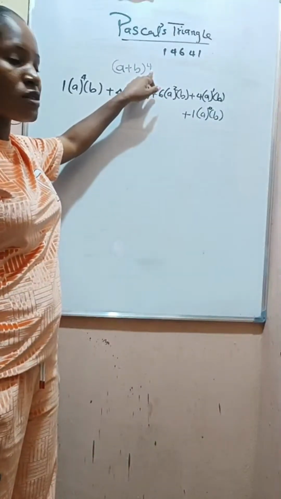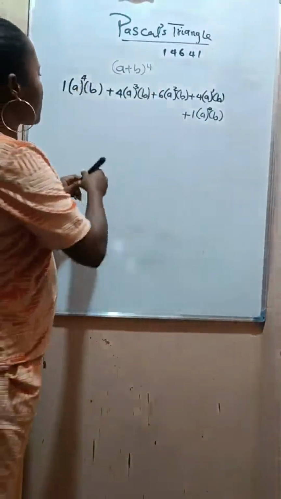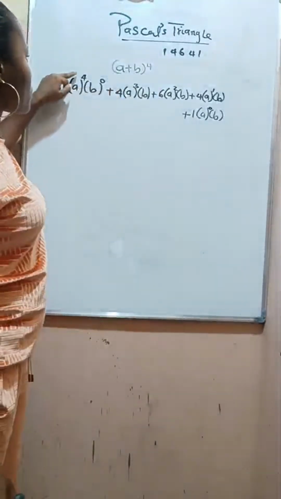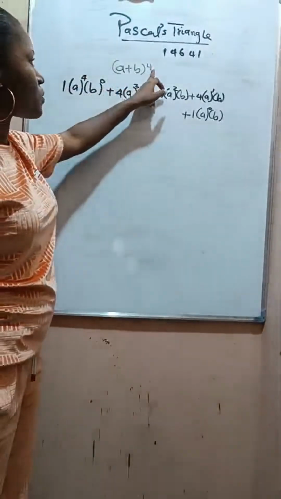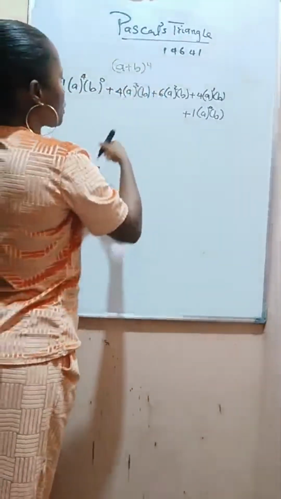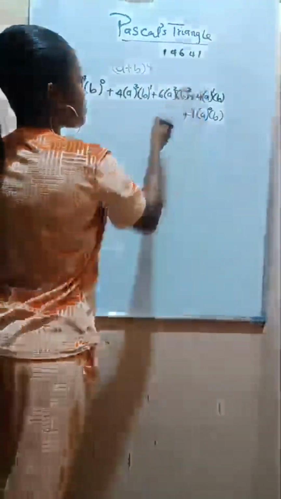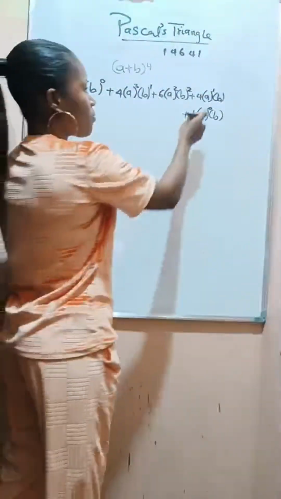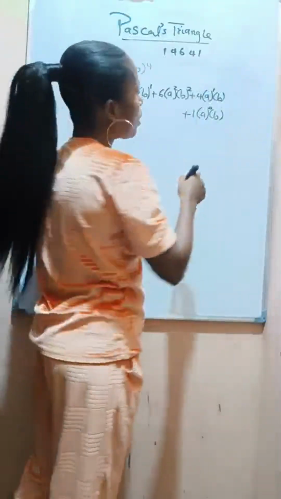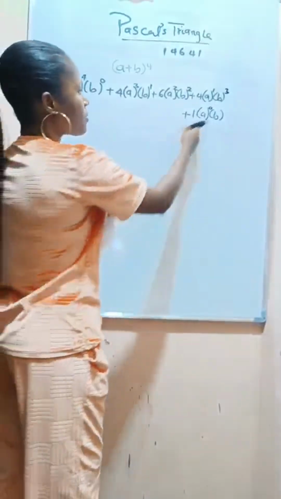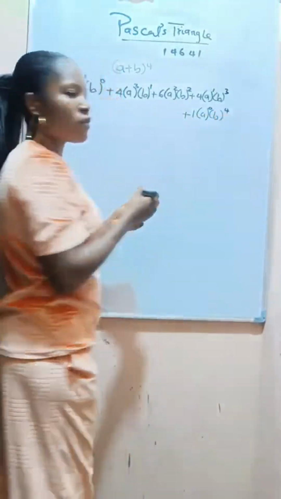Now, the highest power is 4. So, what I should write here is b to the power of 0. Okay? Because 4 plus 0 will give us 4. Now, we have 3 here. 3 plus 1 will give us 4. We have 2 here. 2 plus 2 will give us 4. We have 1 here. 1 plus 3 will give us 4. And we have 0 here. 0 plus 4 will give us 4.